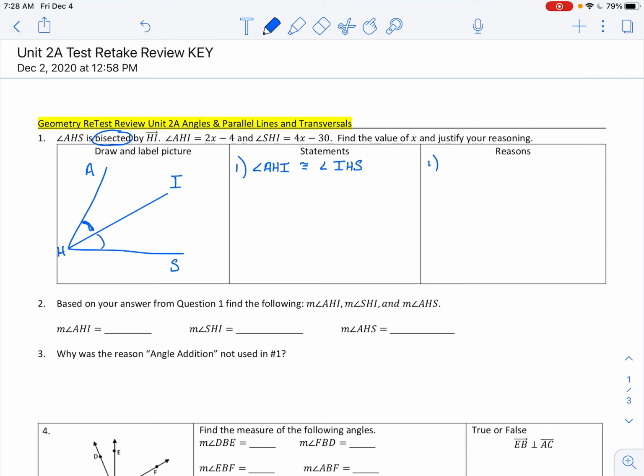And the only reason I knew those were equal, because again, it said the word bisect, and I know the definition of the word bisect. So I'm just going to use definition of angle bisector. And then we always go to our second reason that we always use. I'm going to substitute some values in.